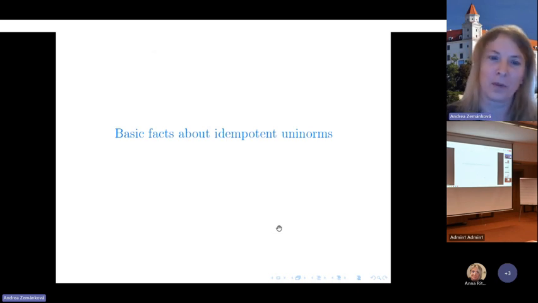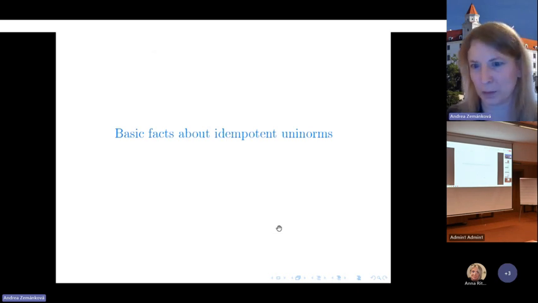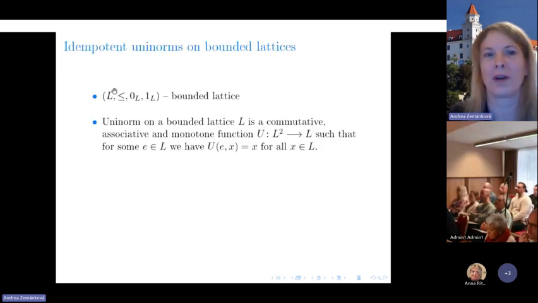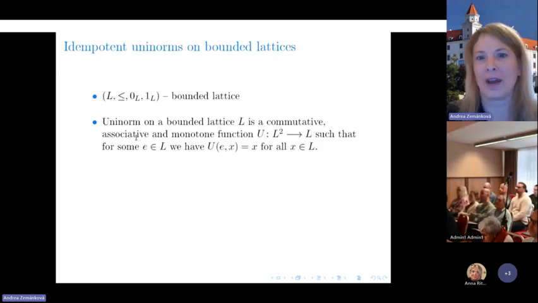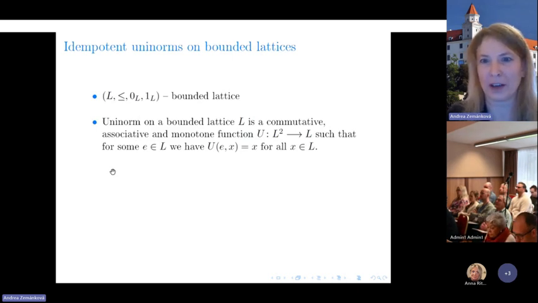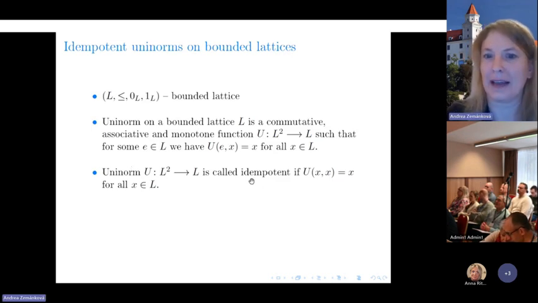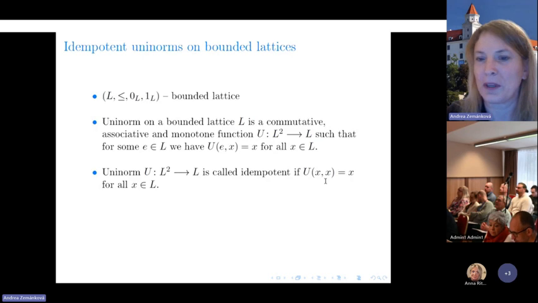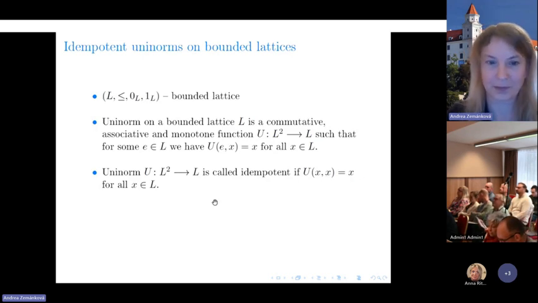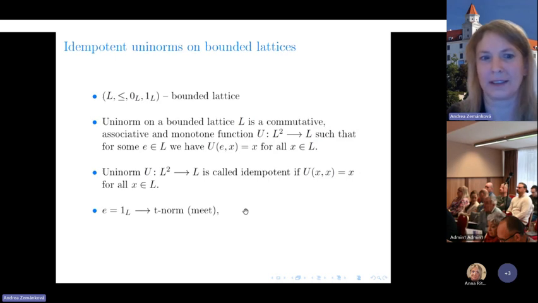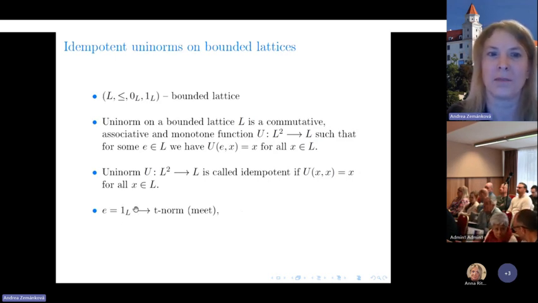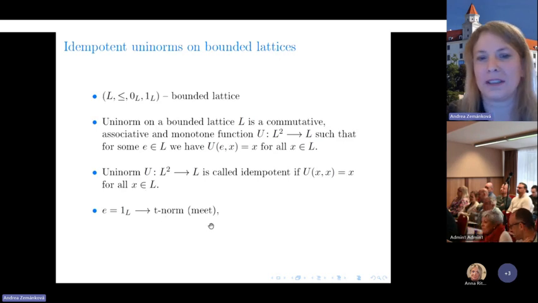So as a first step, we collected all basic facts that we know about idempotent uninorms. So we will work on a bounded lattice L, and a uninorm on L is a commutative, associative, and monotone function, which has a neutral element. We also know that a uninorm is idempotent if the aggregation of any two equal values is again the same value. It is also quite well known that if the neutral element is equal to the top element of our lattice, then we obtain a T-norm, and there is only one idempotent T-norm on any bounded lattice, which just coincides with the meet of our lattice.